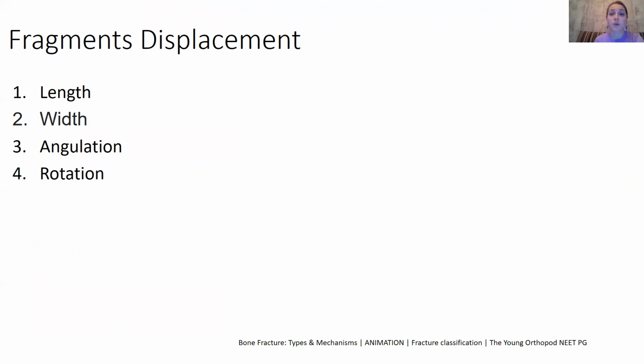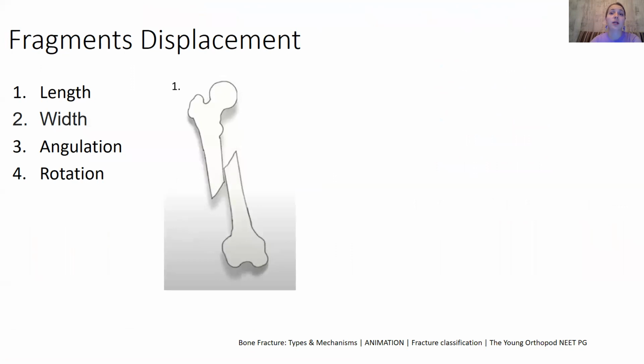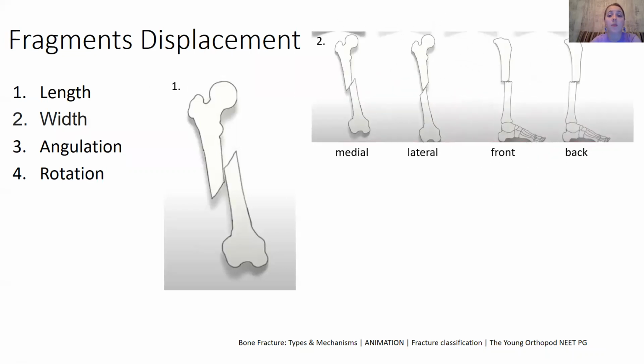What about the fragment displacement? How do we describe this sign on the X-ray? First of all, we describe the length. Always, if the patient has the fracture with the displacement by length, it's a shortening. So we write the shortening of the femur bone. Then we describe the width. Our fragments can displace or dislocate to the medial or the lateral side. Sometimes we can describe the dislocation in front or in back side.